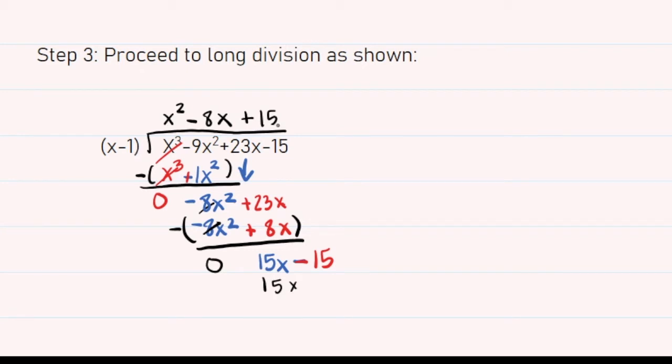And negative 1 times 15 will be negative 15. When you subtract this, you get 0. And always make sure that you do get an answer of 0 and no remainder left. Otherwise, you have done something wrong when dividing. Alright, so our answer here is x squared minus 8x plus 15.